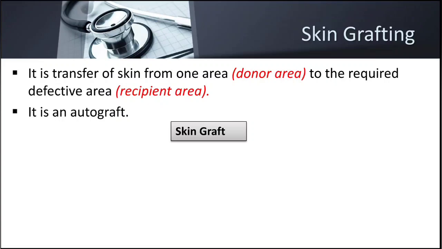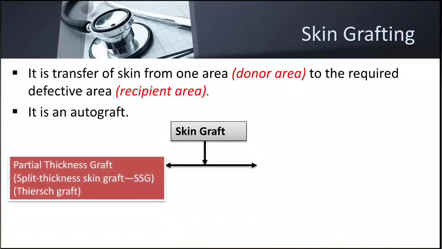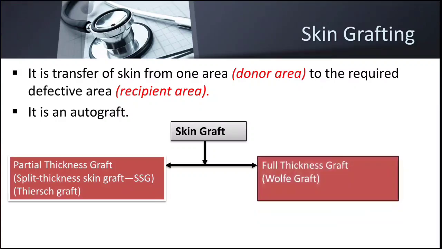So how do we classify skin grafts? Skin grafts can be classified into partial thickness graft or split thickness skin graft, SSG, also known as Thiersch graft. And we also have a full thickness graft or Wolfe graft. So these two are very important, and the rest of this video will be focusing on the partial thickness.